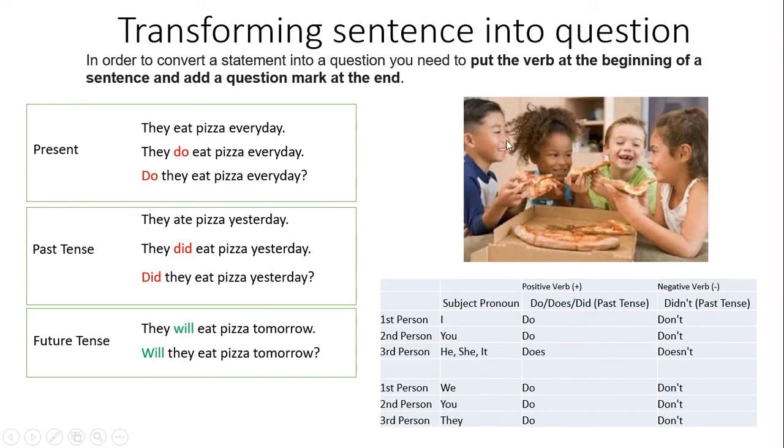Okay, just an addition. In case you encounter a statement that has a name of a person instead of a subject pronoun, for example, Tina eat pizza every day. Tina is the name of a girl. If it's a name and not one of these subject pronouns, then you will always use does. For example, Tina eat pizza every day. You would say, does Tina eat pizza every day? So remember that.